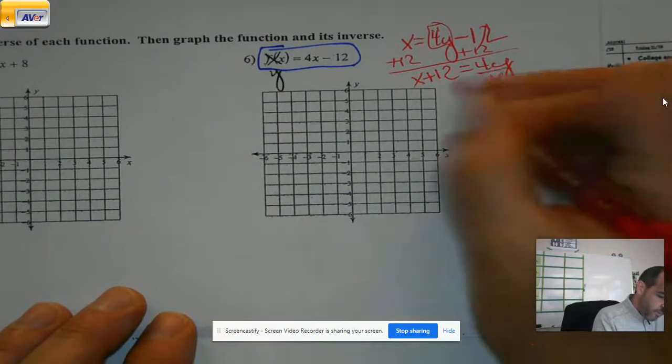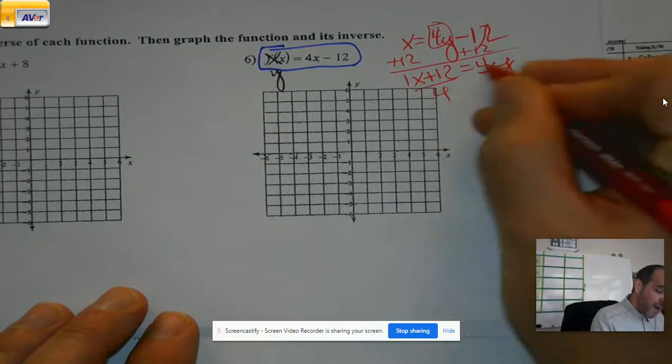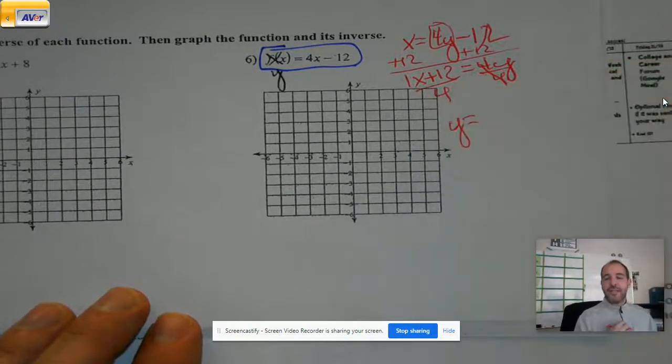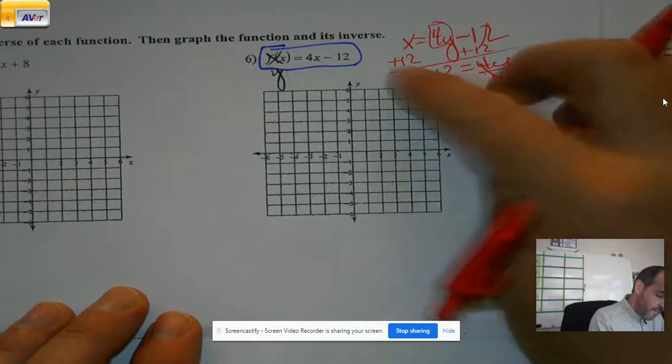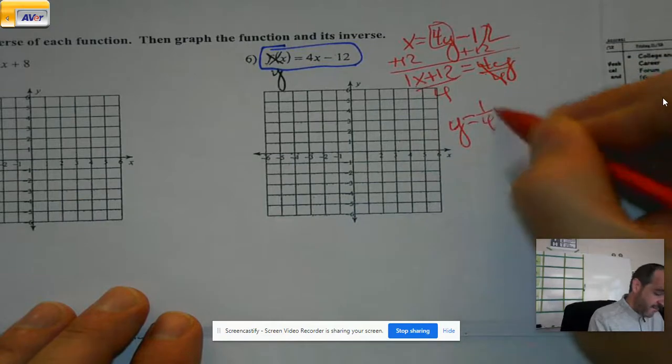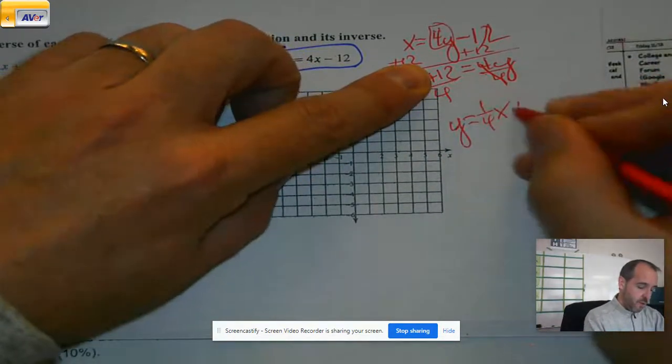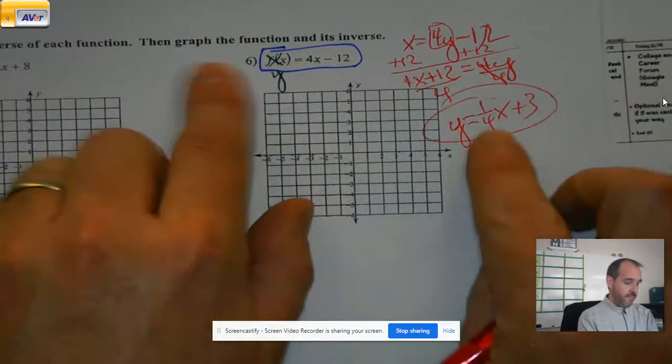Divide by 4, divide by 4. Now, when I'm going to graph it, I'm not a fan of leaving it as a fraction. I want to see it in slope-intercept form. So I got 1/4 x, not 4x, the one's on top, and 12 divided by 4 is 3. Okay, there's my inverse.